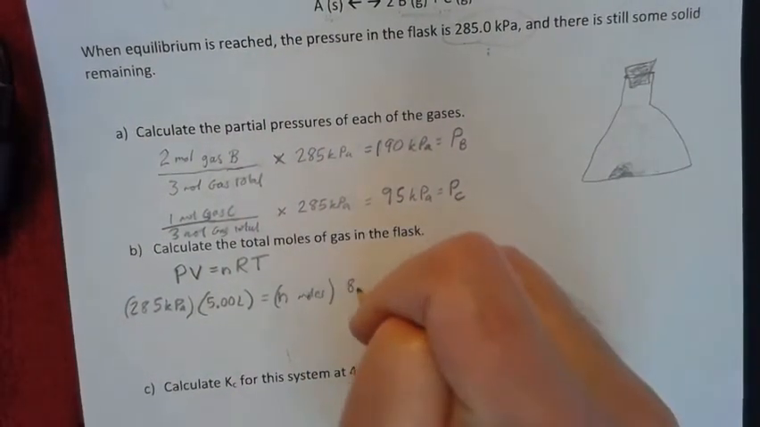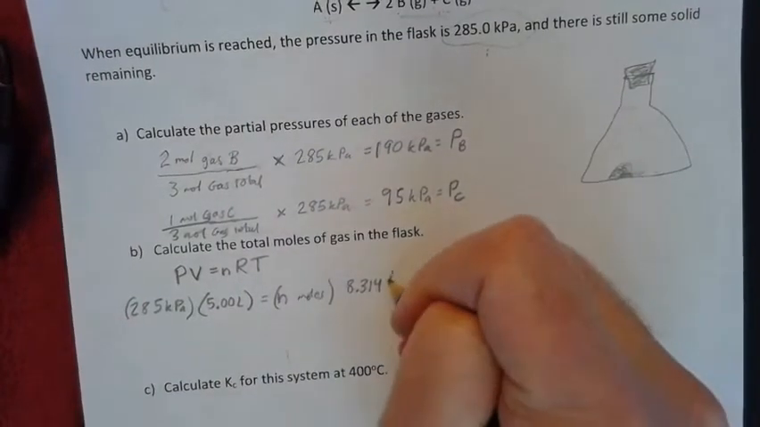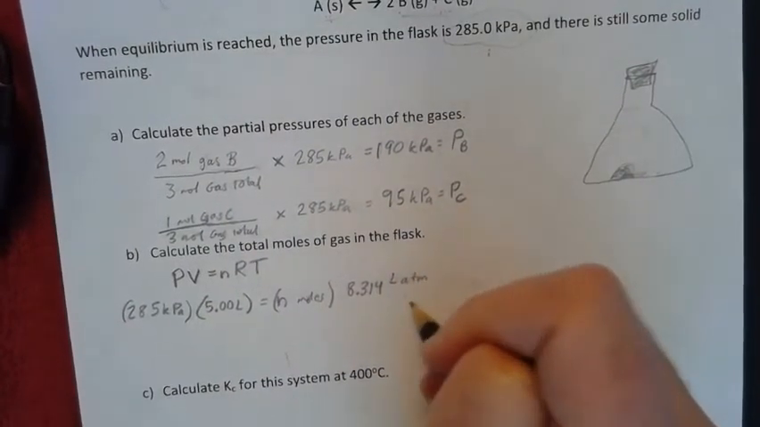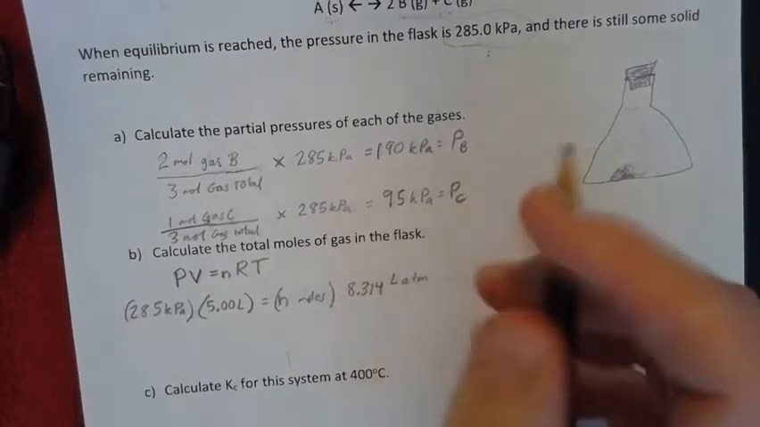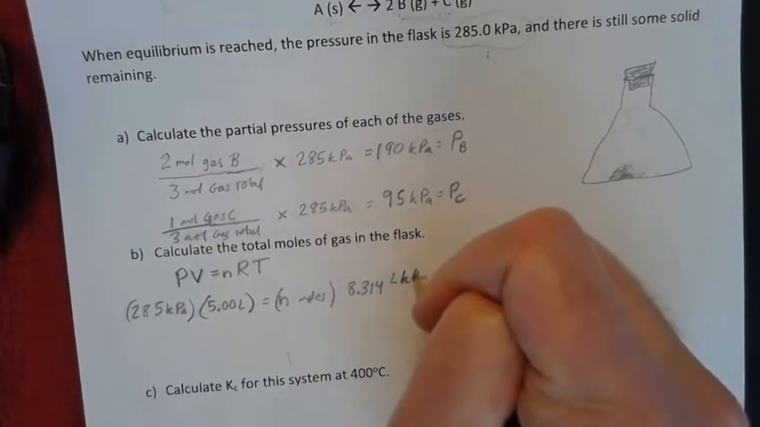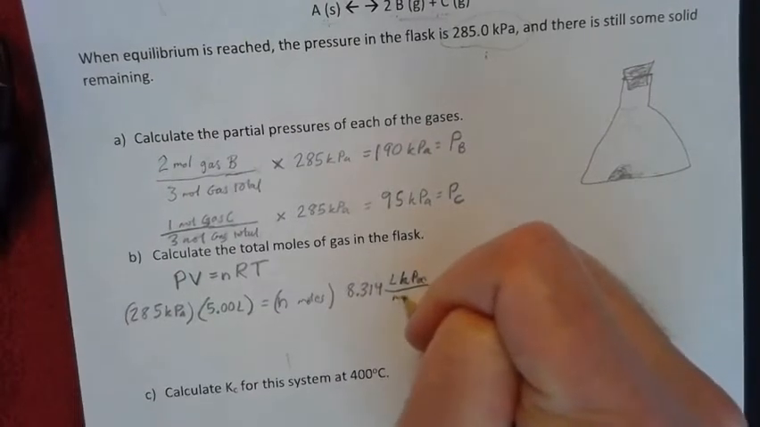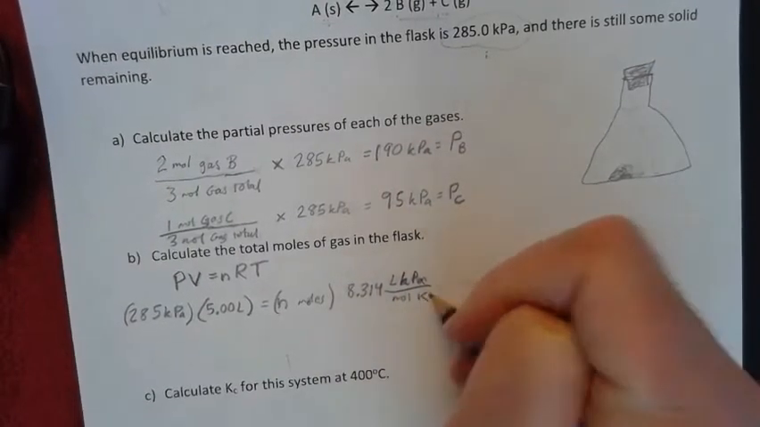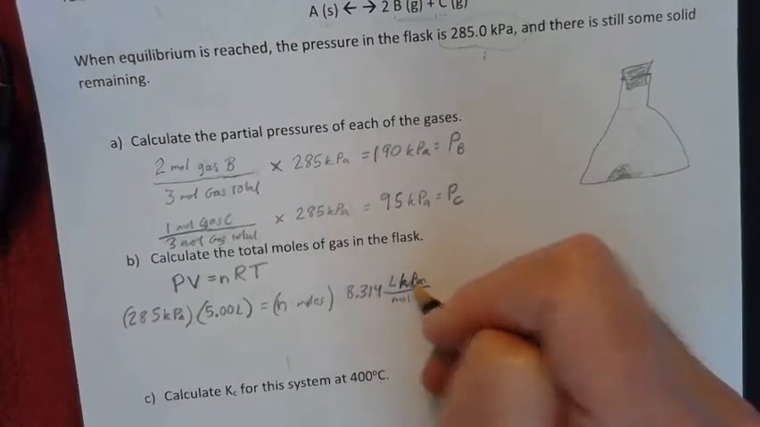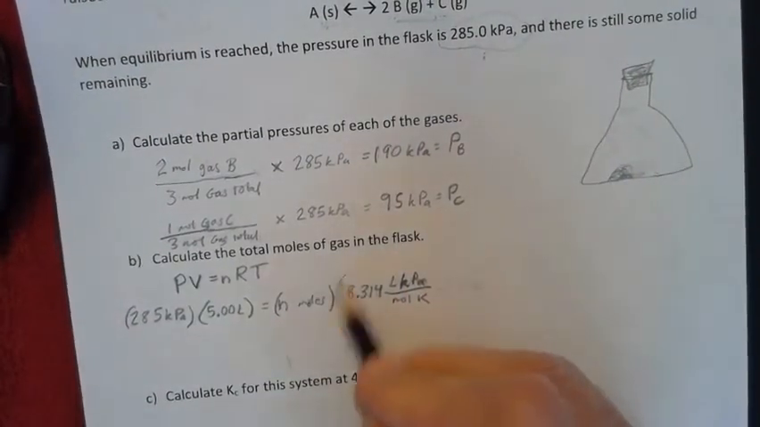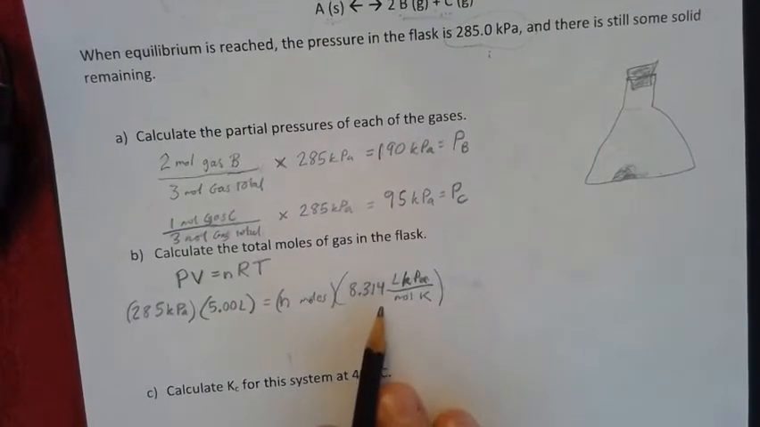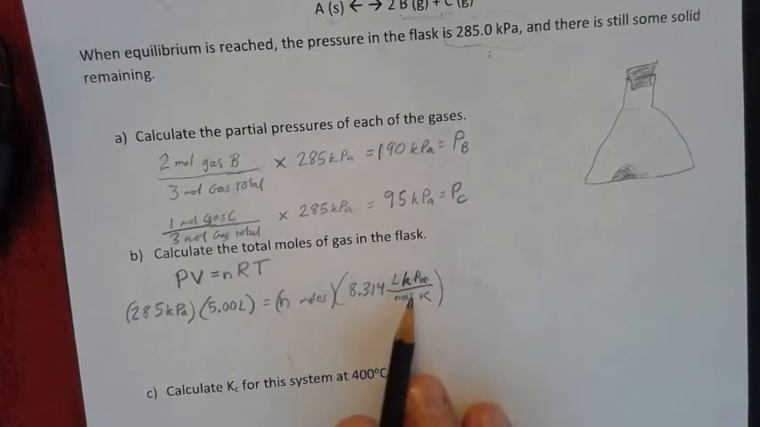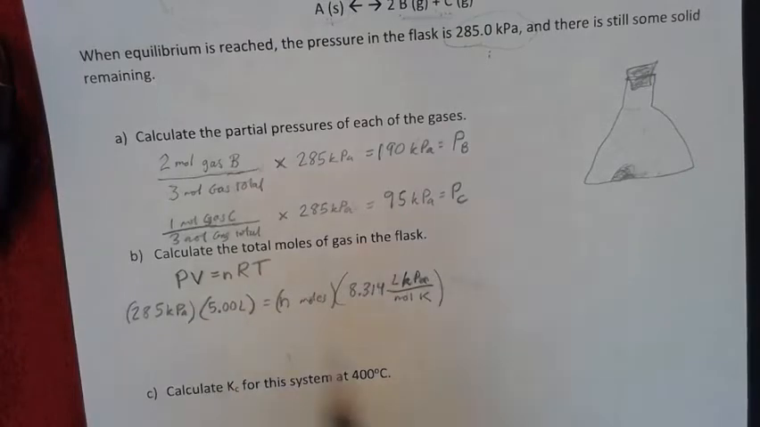And that is 8.314 liter kPa per mole Kelvin. And remember, you don't have to memorize that. You'll have your formula sheet that'll tell you whatever R value you need based on the units of pressure.